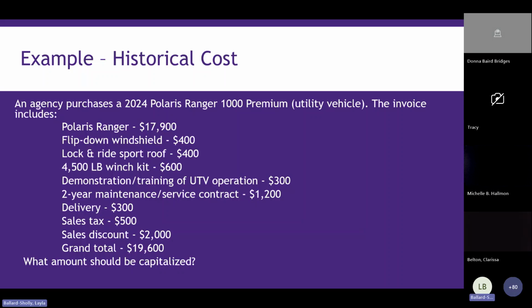What amount should be capitalized? If you want to put in the chat if you have an idea of what you think the answer is, or you notice anything that shouldn't be included in the total, feel free to share, or I can just give everyone the answer in a second. Doesn't look like anyone's brave enough to try. So the answer would be 18,100. And that would be because you do not include this training, and you would not include this maintenance service contract.